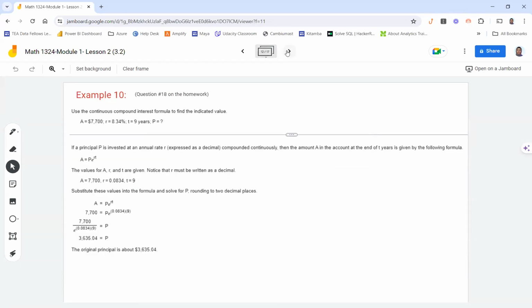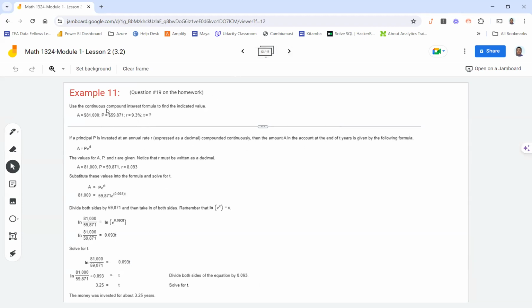Question 10. It's the same formula, the continuous compound interest formula, but this time we're going to solve for the P value. So A is given, P is missing, e is a special number called the natural number. Rate is right here, time is right here. You can either solve this equation on your own, or you can use some kind of calculator to solve it for you, and it'll give you the principal money you need to invest.